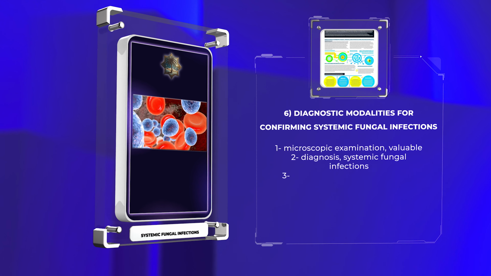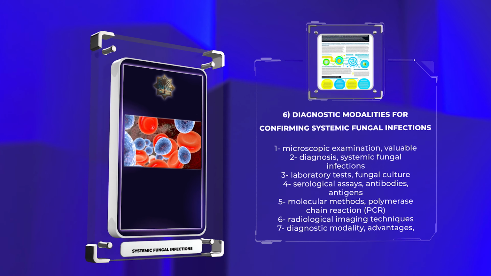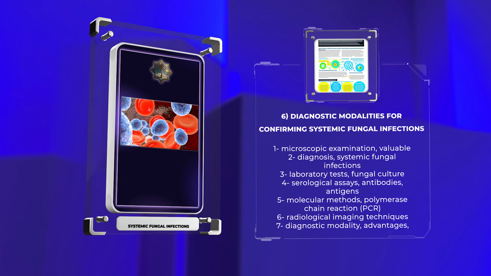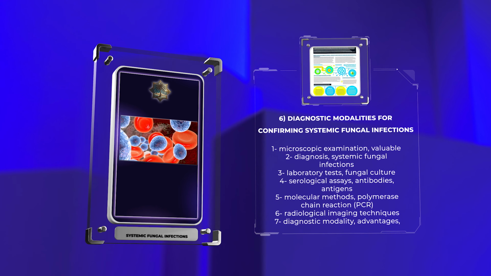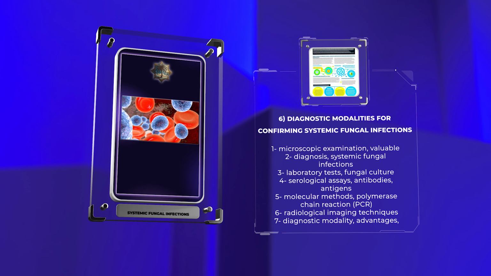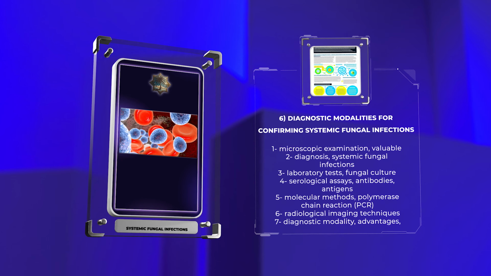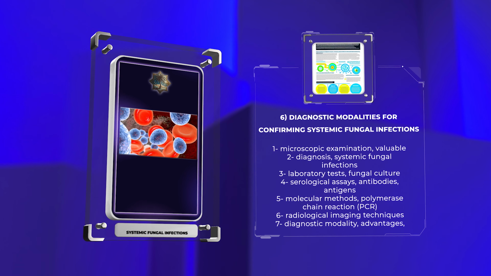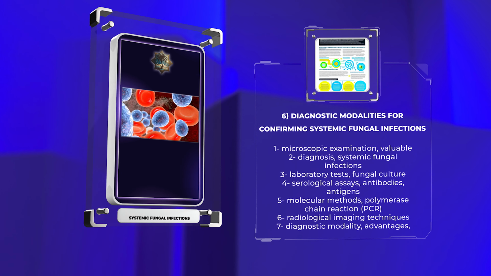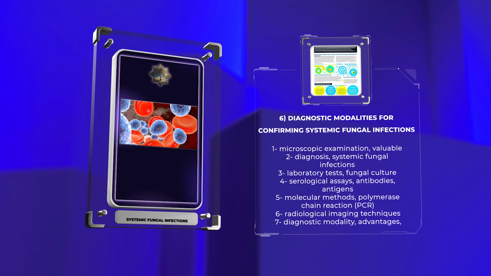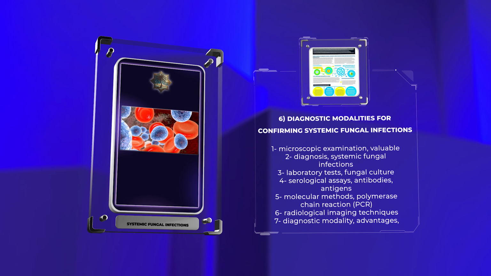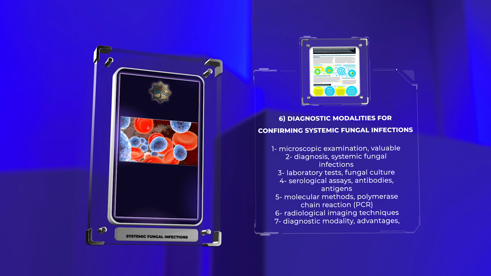While microscopic examination is valuable, confirming the diagnosis of systemic fungal infections requires a combination of laboratory tests. These tests include fungal culture, serological assays for antibodies and antigens, molecular methods like polymerase chain reaction, PCR, and radiological imaging techniques. Each diagnostic modality has its advantages and limitations, and their appropriate utilization in a clinical context is necessary for accurate diagnosis and initiation of appropriate therapy.